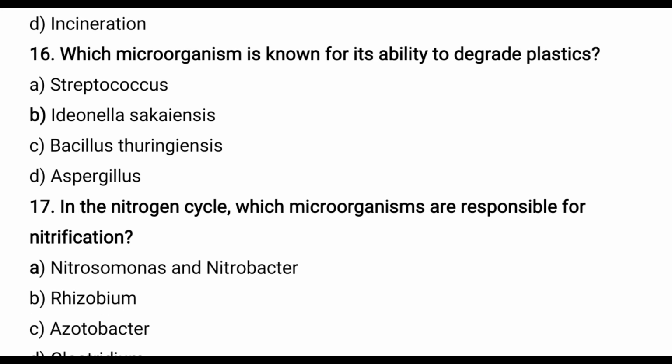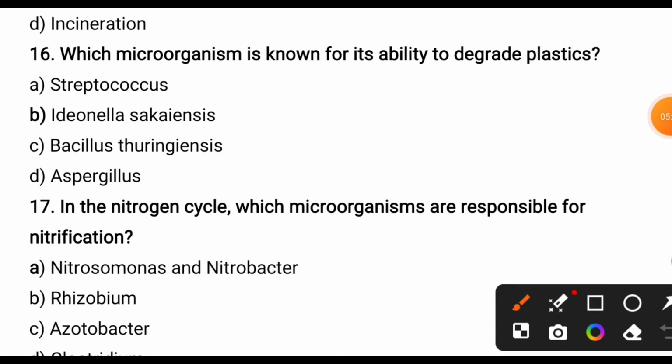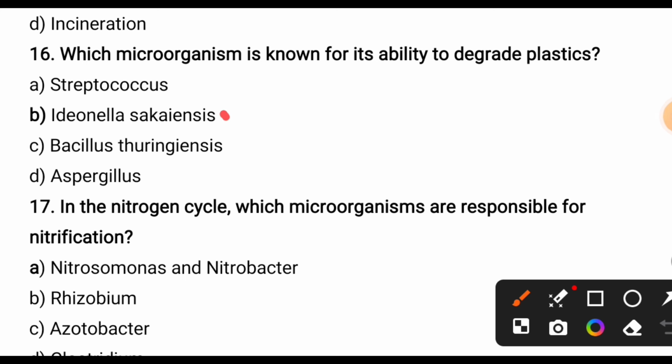Which microorganism is known for its ability to degrade plastics? Options are Streptococcus, Ideonella sakaiensis, Bacillus thuringiensis, Aspergillus. So the correct answer is Ideonella sakaiensis. So let's see the next question.